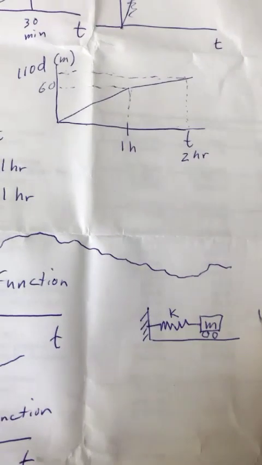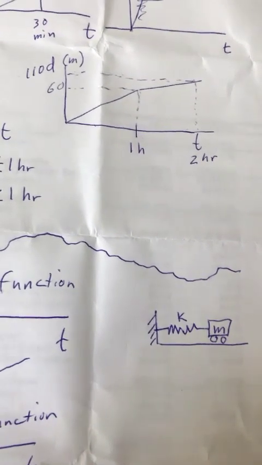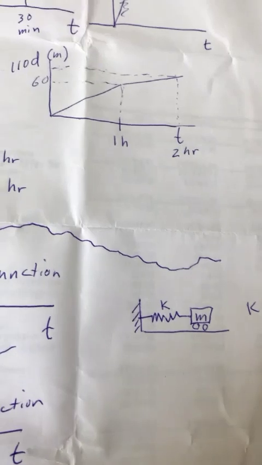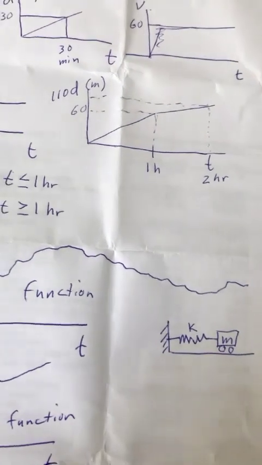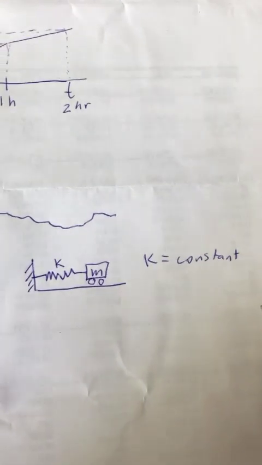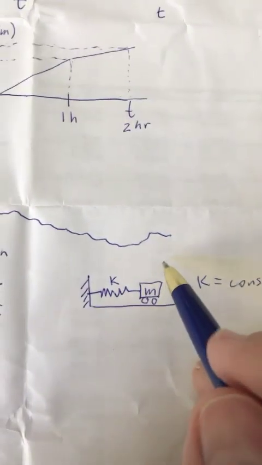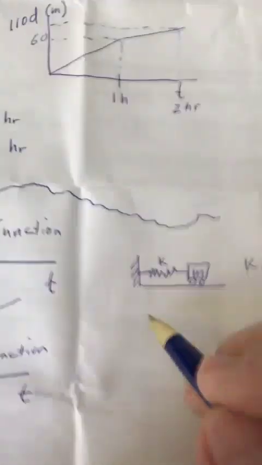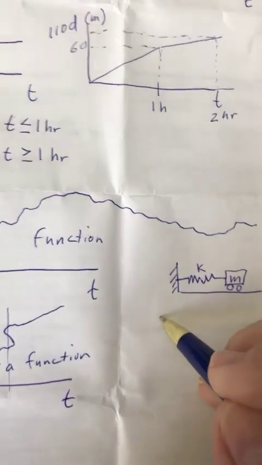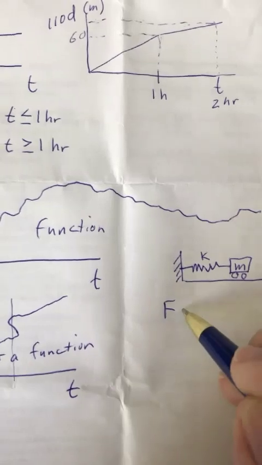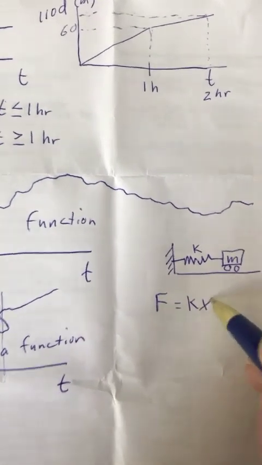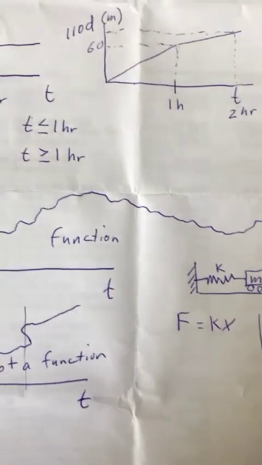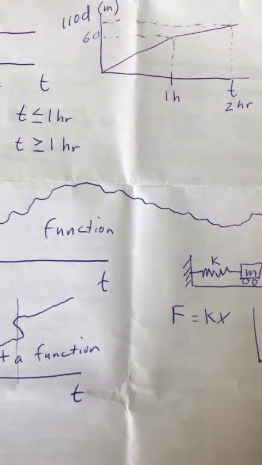So K is a constant, but now I'm going to have to stipulate again. What is a spring? The function I'm talking about is the force in the spring, which is equal to K times X, where K is a constant.